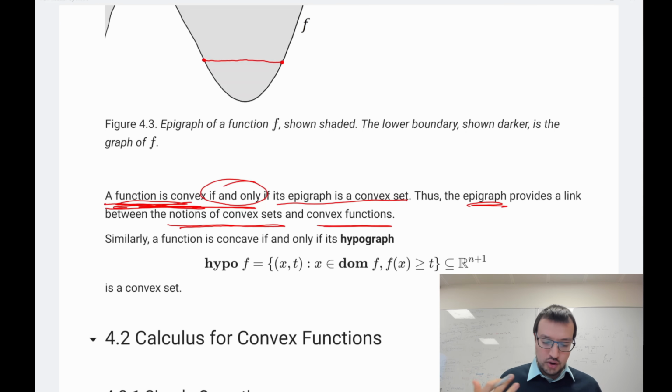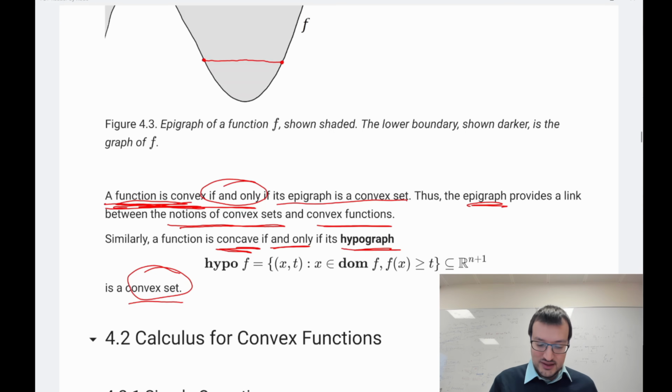Just for completeness, even if we are not going to actually use it, a function is concave if and only if its hypograph is a convex set. Again, this is not a typo. The fact that we say a convex set is because we already made a switch, because the hypograph is nothing else than the set of points that lies below the curve of the function.